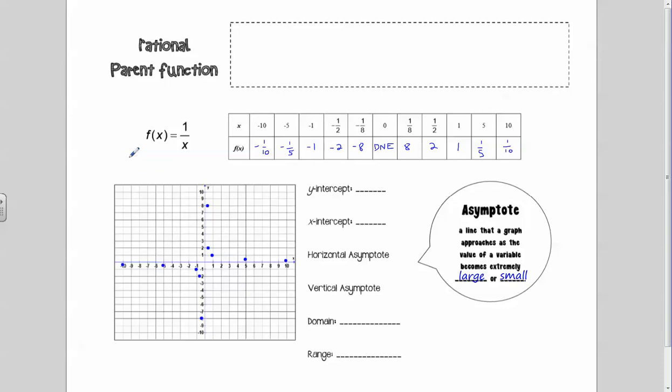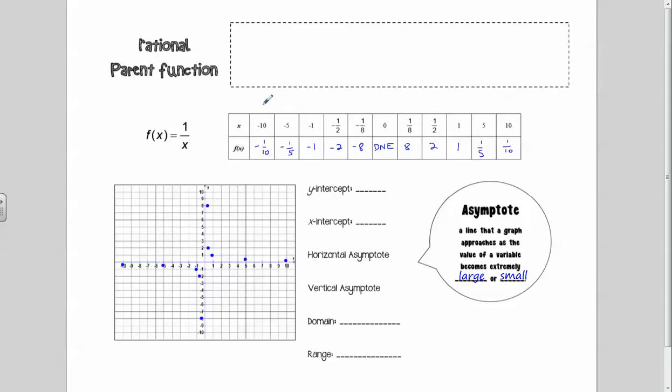This is day one of graphing rational functions. And whenever we graph any function, it's important to first understand the characteristics of the parent function. So today we'll be working with f of x equals 1 over x, which is the parent function for rational functions. You can see that I already filled in the values for the table, and I did that by simply substituting my x values for x in the function.